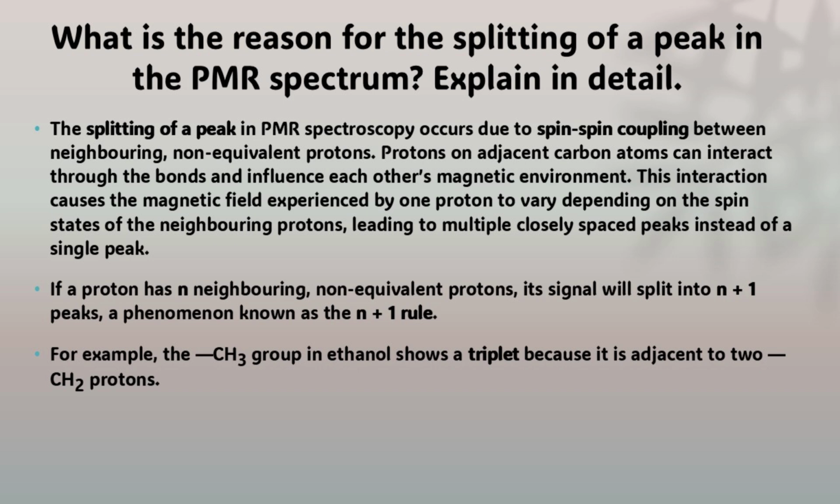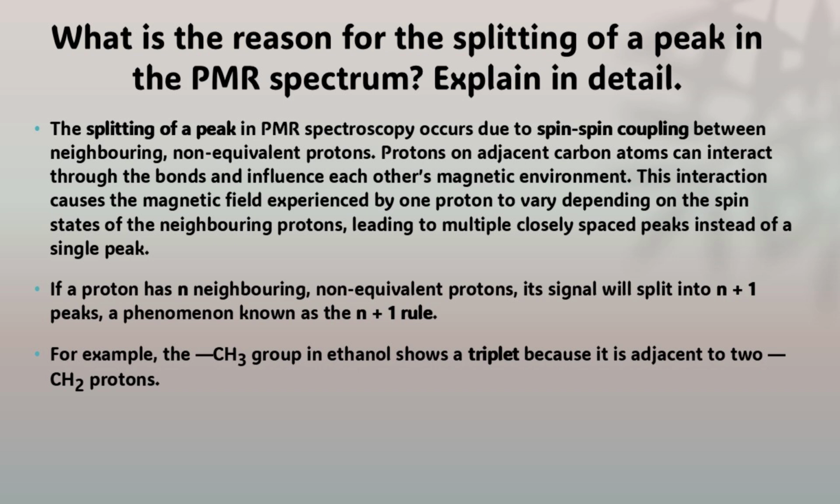The next question is question number 51. What is the reason for the splitting of a peak in the PMR spectrum? Explain in detail. The answer to this question is, the splitting of a peak in PMR spectroscopy occurs due to spin-spin coupling between neighboring, non-equivalent protons.